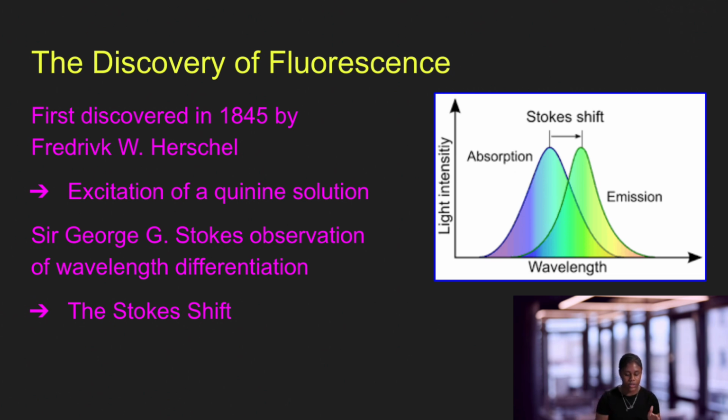And from this, Stokes inferred that the emitted light had a longer wavelength and lower energy than the light that was initially absorbed. And he called this phenomenon the Stokes shift, which refers to the difference in energy or wavelength between the absorbed and emitted light. And we can see this in the diagram that is shown to the right of the words on the screen.